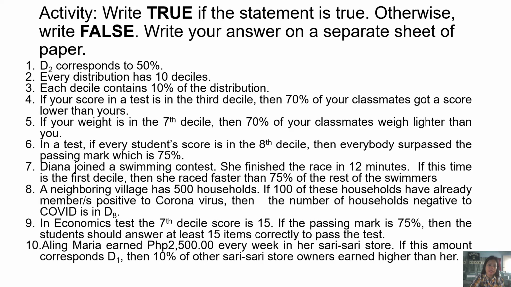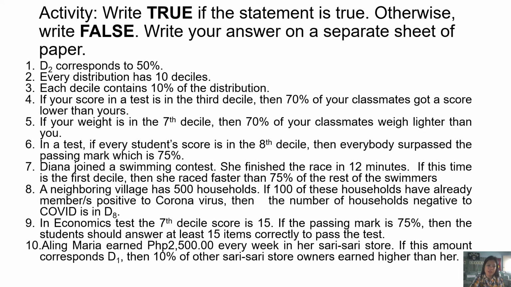So we have here an activity. Write true if the statement is true, otherwise write false if it is wrong. Write your answer on a separate sheet of paper. Number 1, D sub 2 corresponds to 50%. Is it true or false?